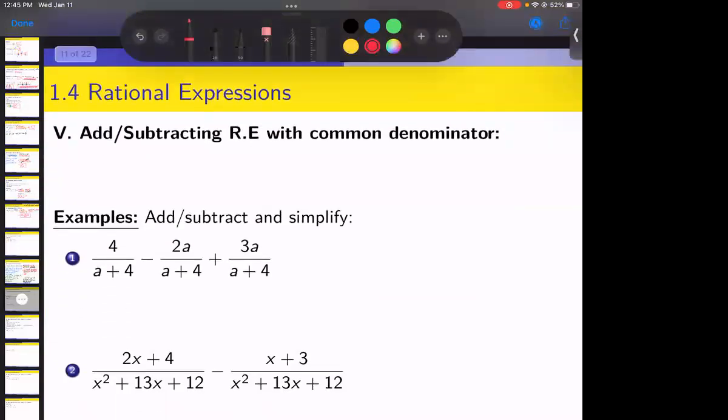All right, now we're gonna add and subtract. Let me remind you when you add two fractions. If I add a plus b over c, I can split it apart, right? I can do a over c plus b over c, yeah. Right. Same thing with minus. I can do the same thing.